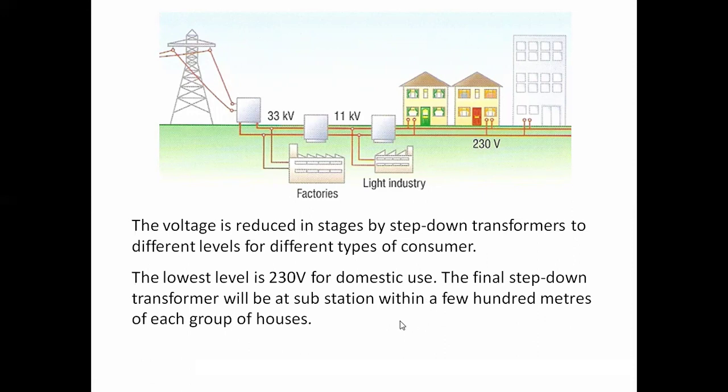The final step down transformer will be at a substation within a few hundred meters of each group of houses, because the voltage is stepped down, so the current will be stepped up, so the length of the cable should be shorter. So that is a few hundred meters away from the residential area.